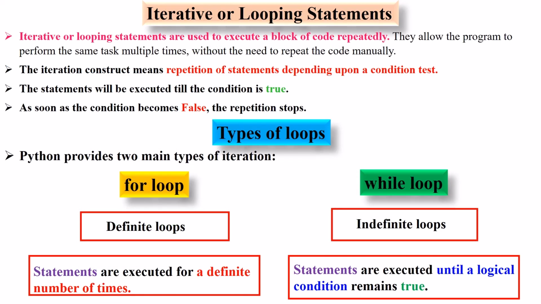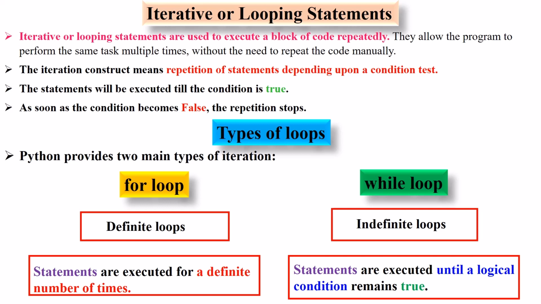In Python, iterative or looping statements are used to execute a block of code repeatedly. They allow the program to perform the same task multiple times, without the need to repeat the code manually. The iteration construct means repetition of statements depending upon a condition test. The statements will be executed till the condition is true. As soon as the condition becomes false, the repetition stops.